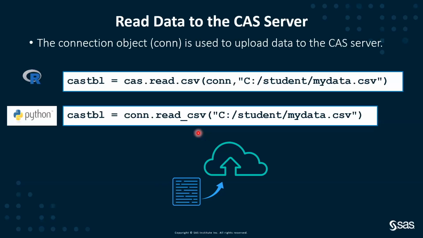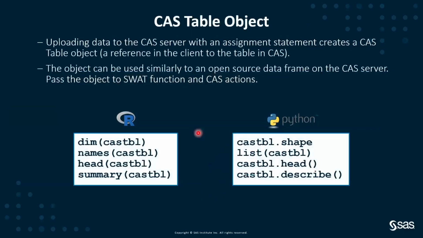So now let's move on. You could use your familiar functions in R, like dim, names, head, summary. For example, in Python, it is list, head, or describe. Once you have uploaded the data to the server, the moment you have the reference to it, you would have the SWAT functions, which are more or less similar to any native language's functions. They can be easily used for handling or getting more information about the data.